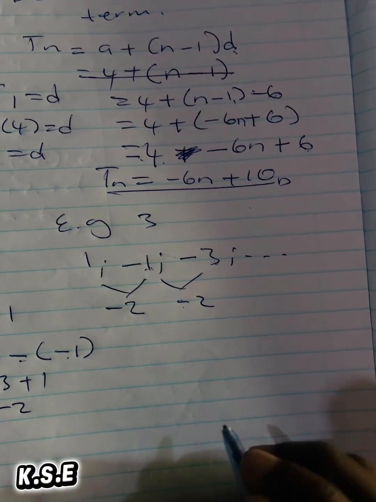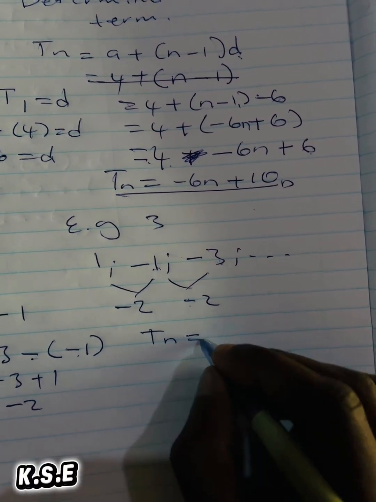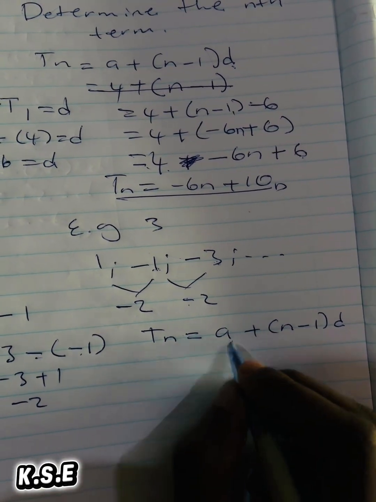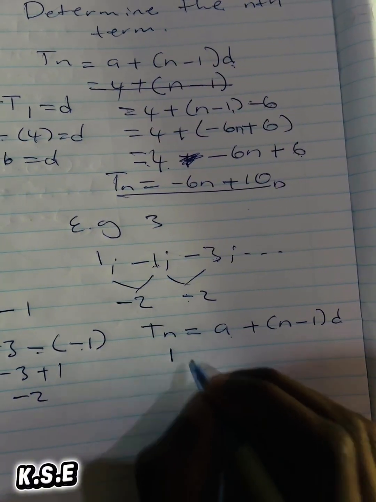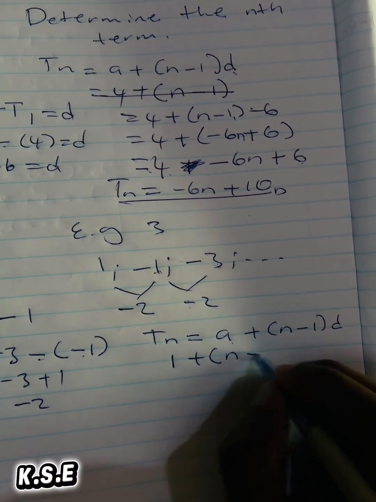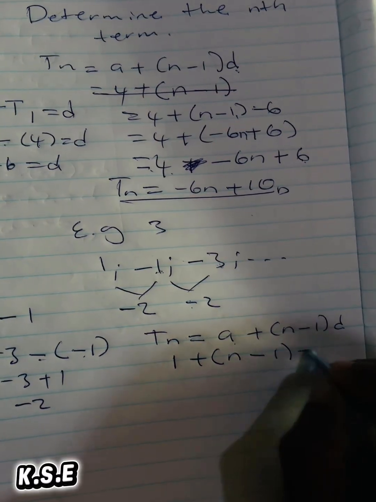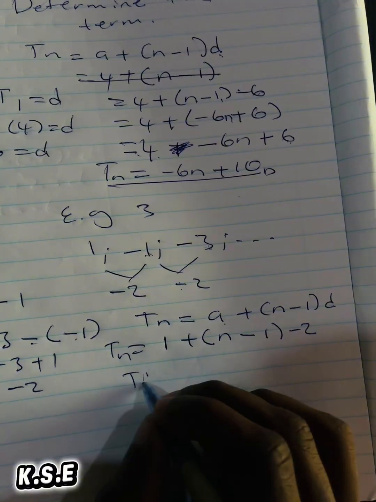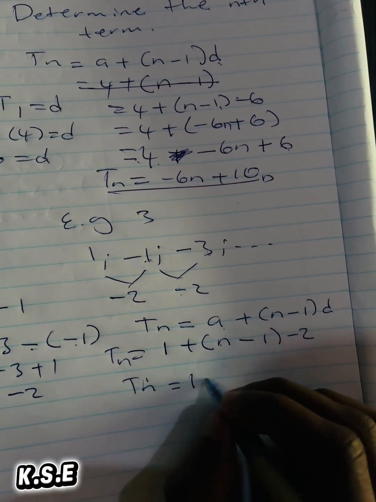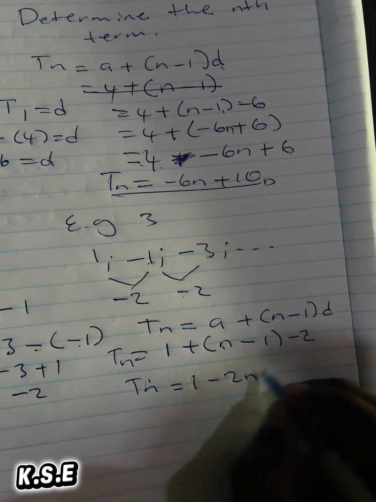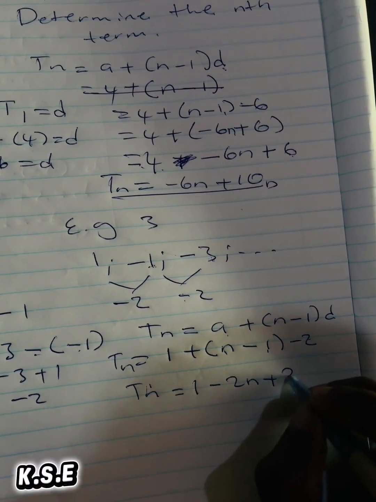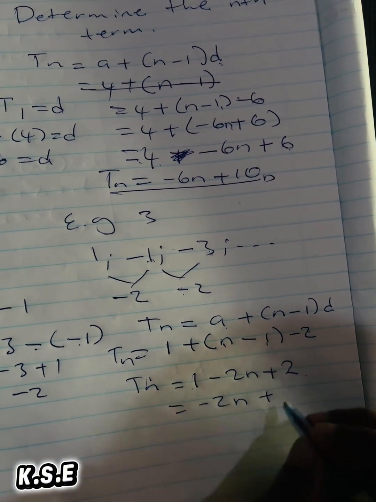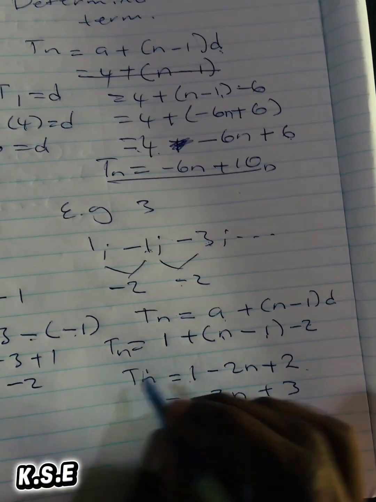It's -2. So we go back and say Tn is equal to a plus open bracket n minus 1 and the difference. So a is the first term, which is 1, plus open bracket n minus 1. Our difference is what? -2. So Tn is equal to 1 plus this multiplied by this. We're going to get -2n. This multiplied by this, we're going to get +2. So 1 plus 2 is equal to 3. So -2n plus 3.